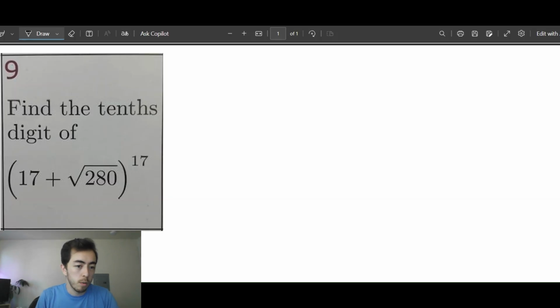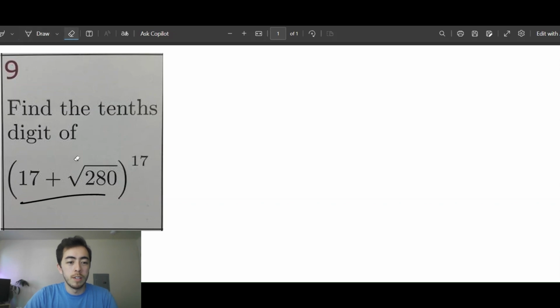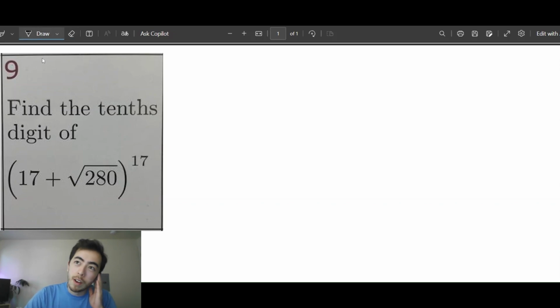I think what's probably going to work for me, maybe not, is I could get a decimal approximation of this number and see what happens. So that's my first guess. I'm not sure if it's going to work precisely, but we'll see what happens. I want to know about what this number is. And to approximate square roots, there's the Babylonian method, which we could use.